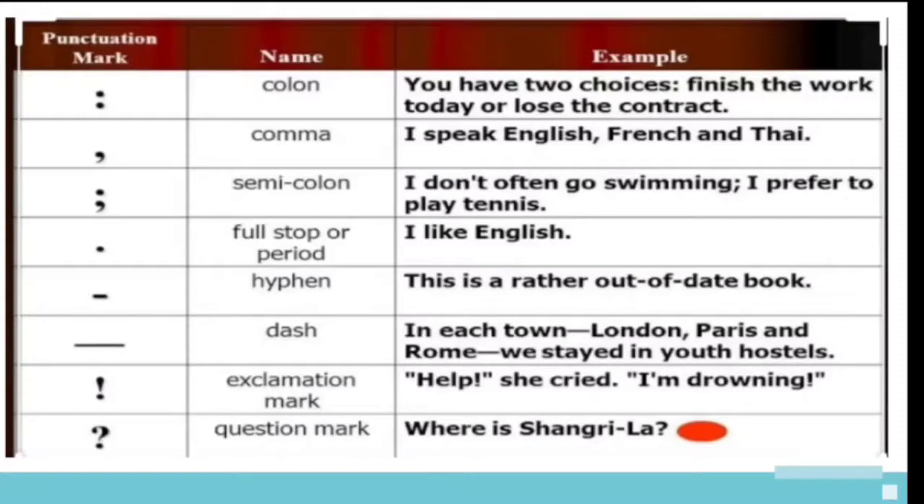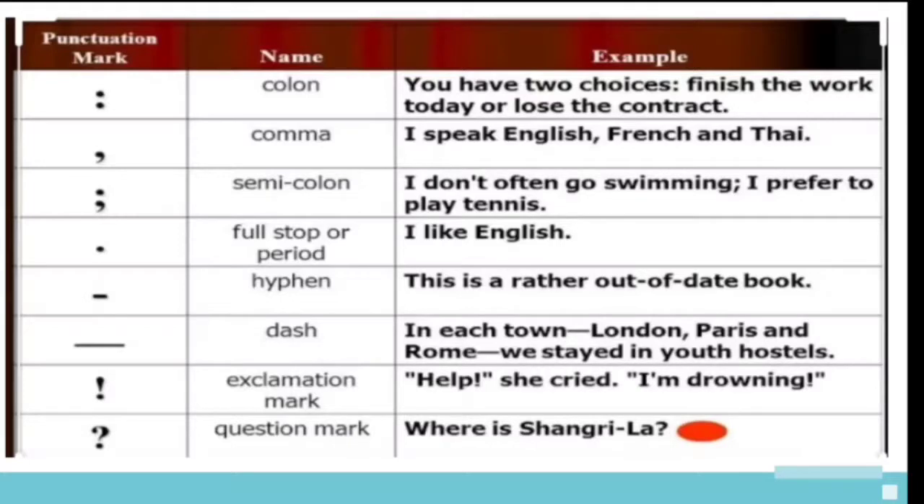See, punctuation marks. There is a colon. Second, it's a comma. For a colon, you have two choices. Colon: finish the work today or lose the contract. So two choices. Between the two choices, you will give that colon. And next, comma. I speak English, comma, French and Thai. And semicolon. I don't often go swimming; I prefer to play tennis. And full stop. I like English. That is, that sentence is finished.